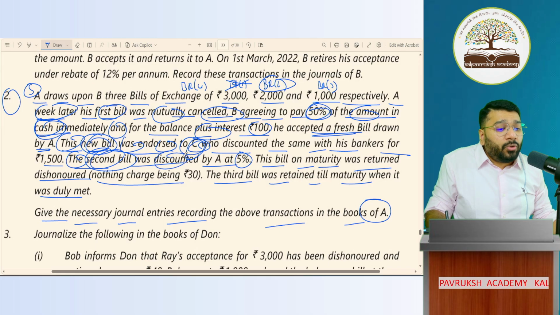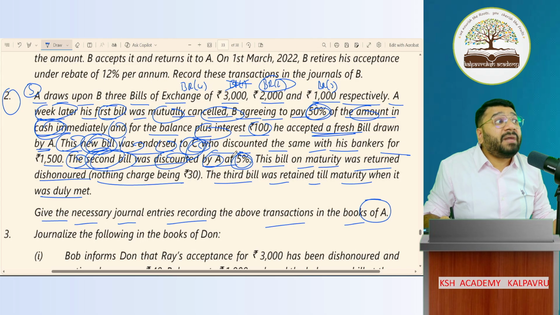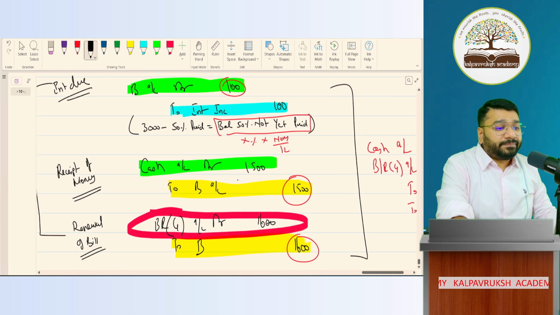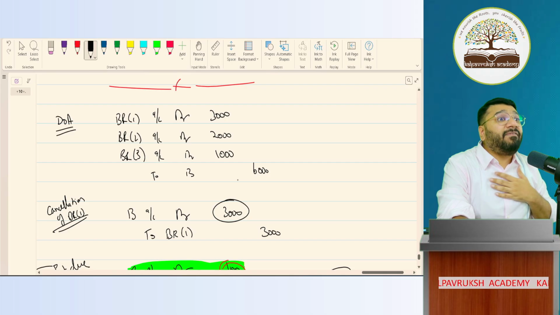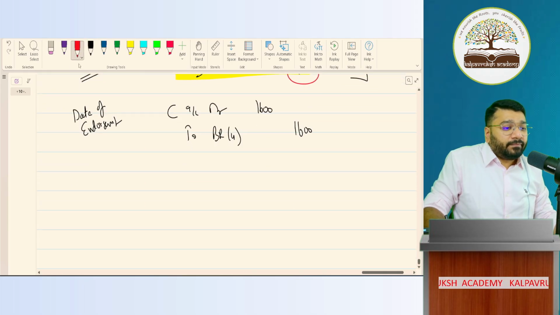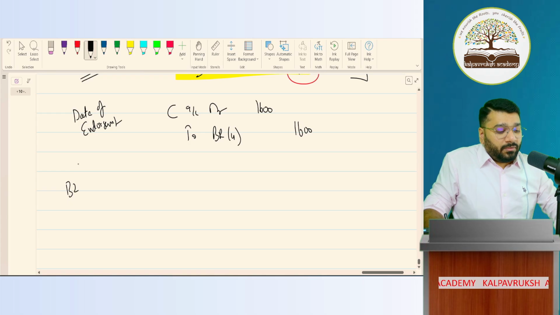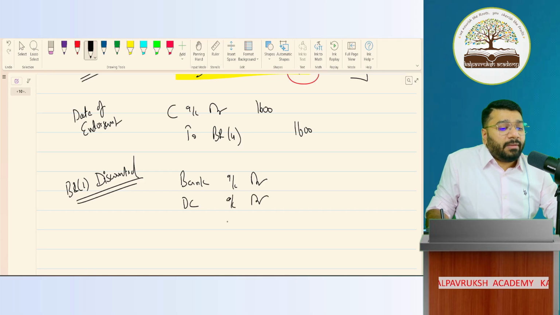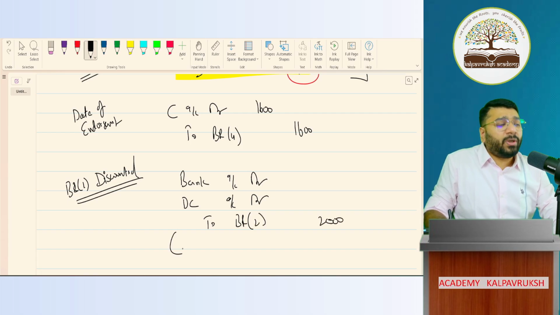The second bill was discounted by A at 5%. Per annum, they have not mentioned. Just 5% they have mentioned. Got it, not got it? Second bill, which bill? BR2, 2,000 rupees. We have discounted. So what is the discounting entry? BR2 discounted. In bank, money is coming. Bank account debit. Discounting charges account debit. To, what is going out? BR2 is going out. How much? 2,000 rupees.